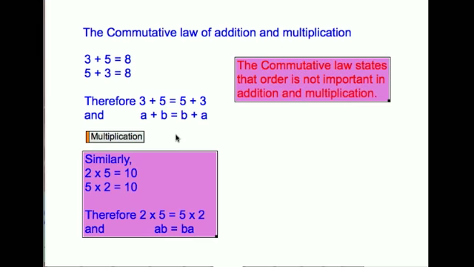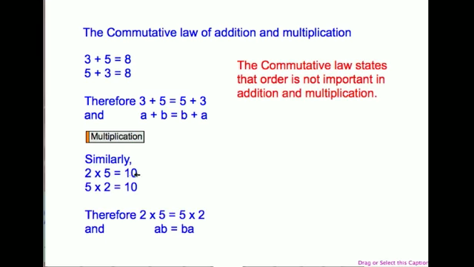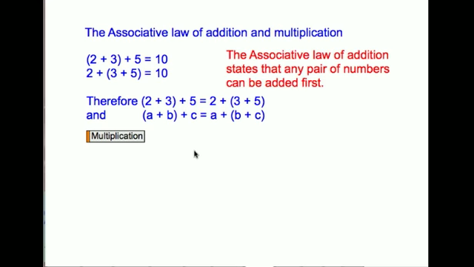Similarly, in multiplication, 2 times 5 equals 10. 5 times 2 also equals 10. Therefore, 2 times 5 equals 5 times 2. The commutative law, therefore, states that the order is not important when we add or multiply. Next, we look at the associative law of addition and multiplication.